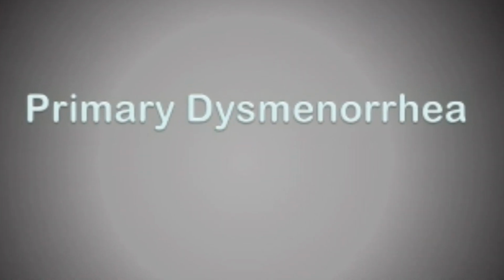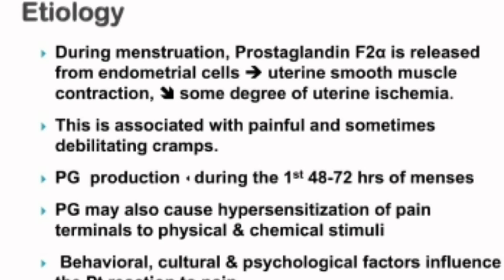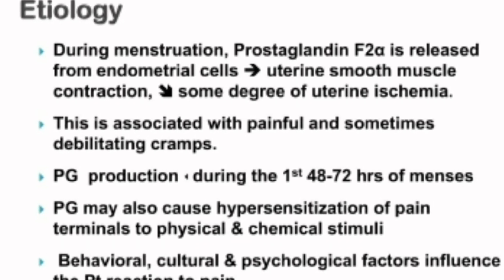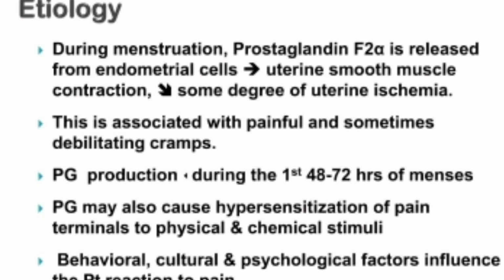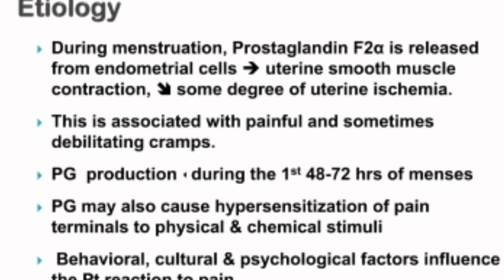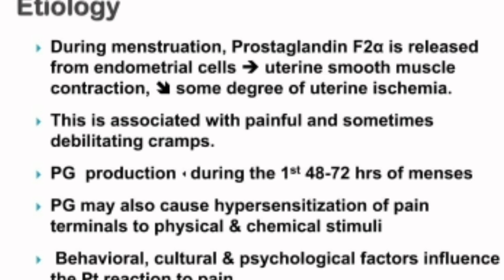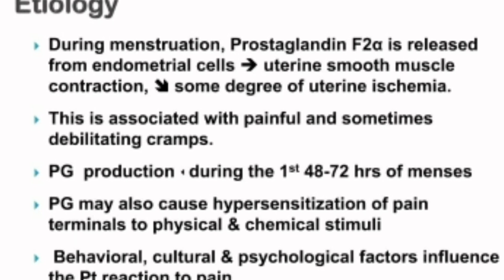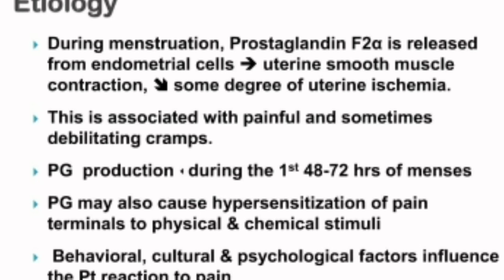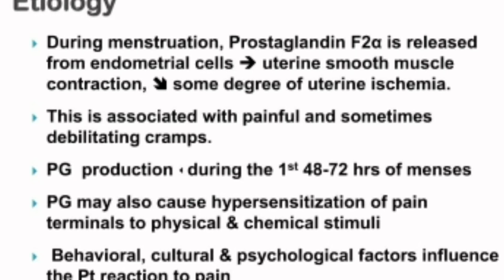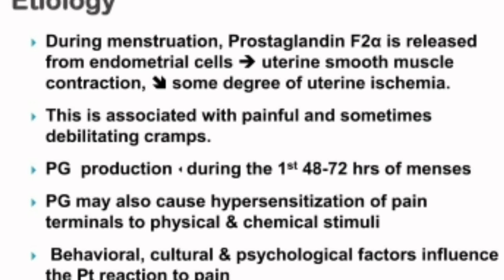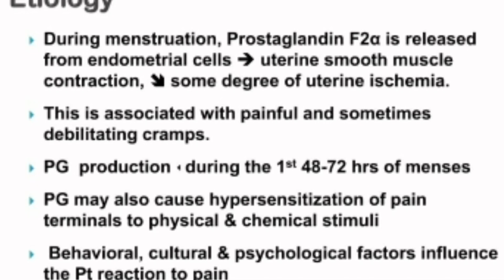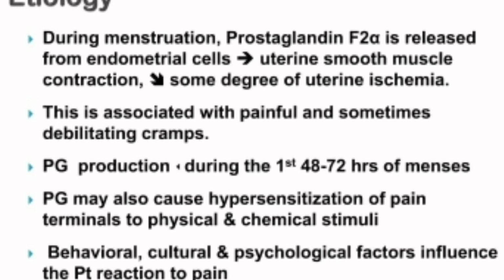Coming to primary dysmenorrhea, etiology of primary dysmenorrhea. During menstruation, prostaglandin F2 alpha is released from endometrial cells. Then uterine smooth muscle contractions are formed with some degree of uterine ischemia. This is associated with painful and sometimes debilitating cramps.